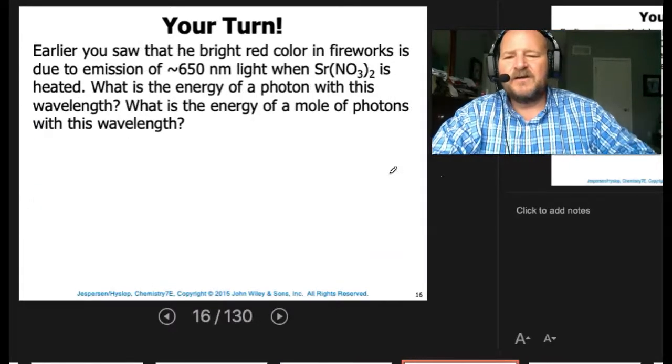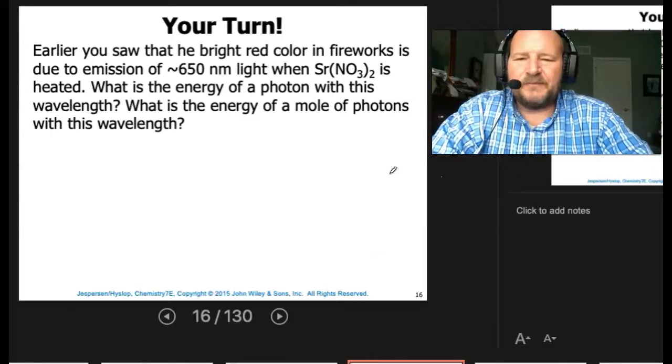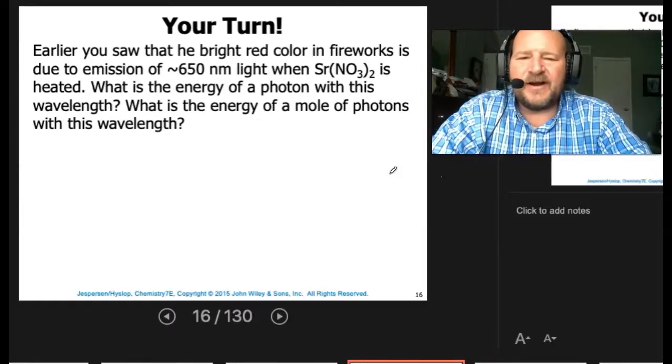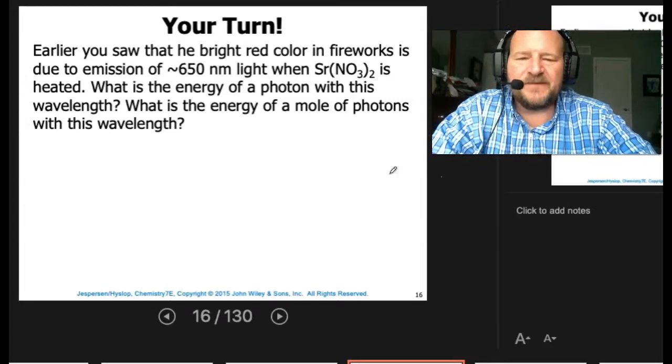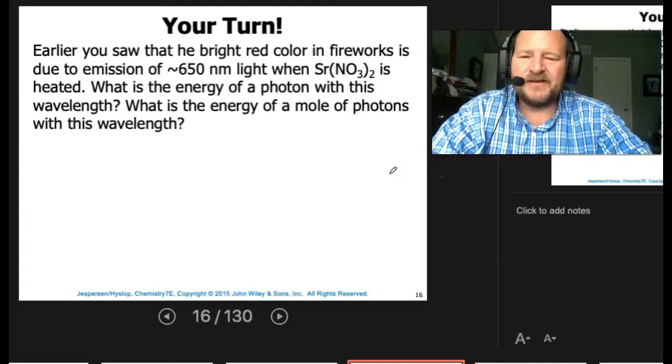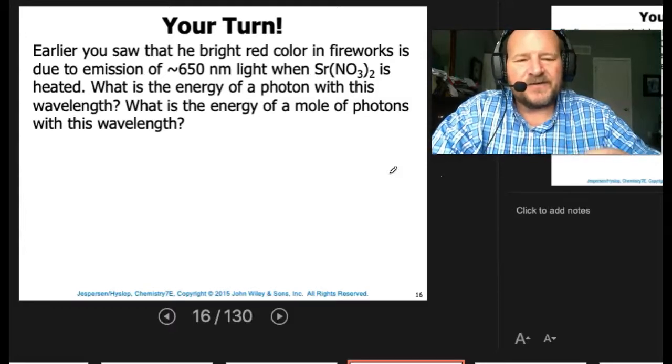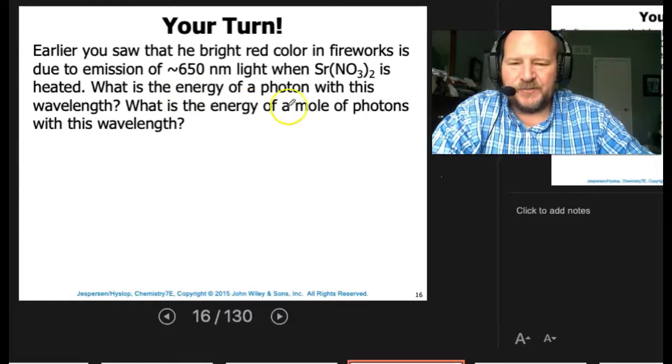All right. So earlier we saw that the bright red color in fireworks is due to emission of 650 nanometers of light when strontium nitrate is heated. What is the energy of a photon with this wavelength? And then what is the energy of a mole of photons with this wavelength? So first thing we'll do is we'll calculate energy. What is the energy of the mole?